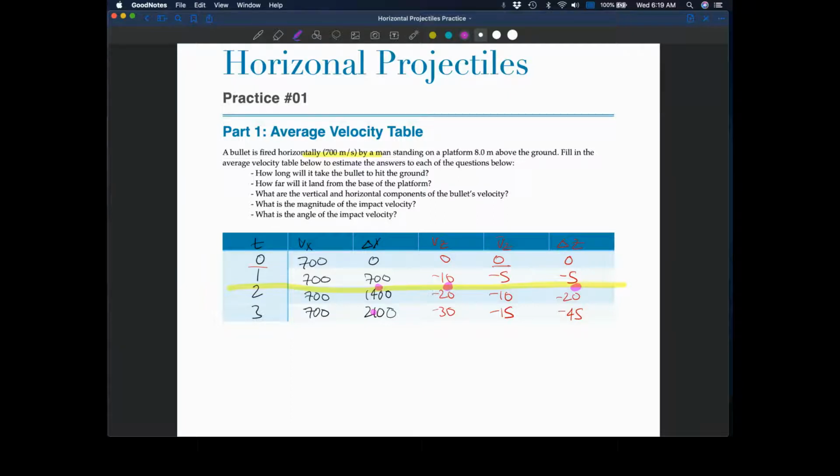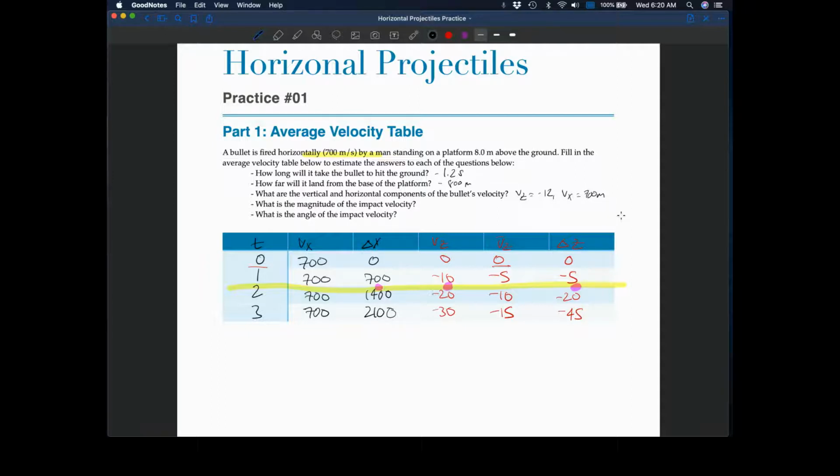So how long will it take to hit the ground? We might estimate that to be maybe 1.2 seconds. And there'll be a plus or minus with that, but 1.2. How far will it land from the base? Let's say maybe 800 meters. And vertical and horizontal components. The vertical we said was maybe 12. So VZ might be minus 12, and VX, because it remains 700 meters per second throughout.